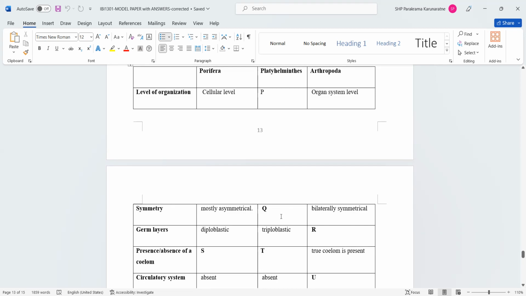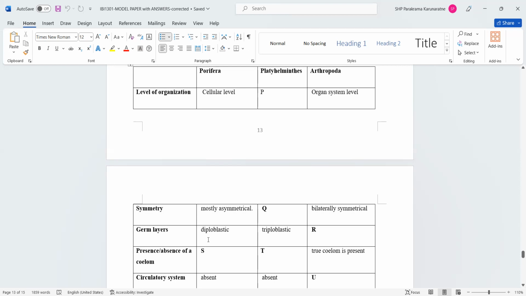Symmetry, you get Porifera mostly asymmetrical. Platyhelminthes bilateral symmetrical, right? You can divide it into 2 equal halves. In Coelenterata, it is radial symmetry. Any axis along the body, if you cut, you get 2 equal parts. So that is in Coelenterata, radial symmetry. Platyhelminthes bilateral. Nematoda bilateral, Mollusca bilateral, Arthropoda bilateral, and Echinodermata, it is pentaradial, right?